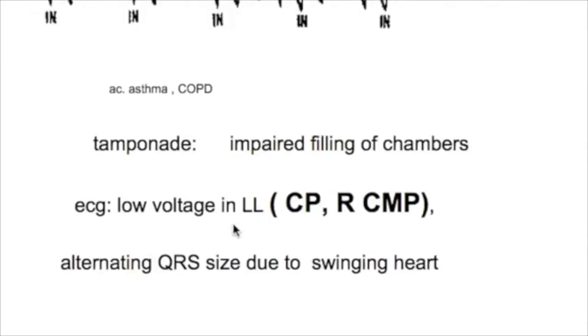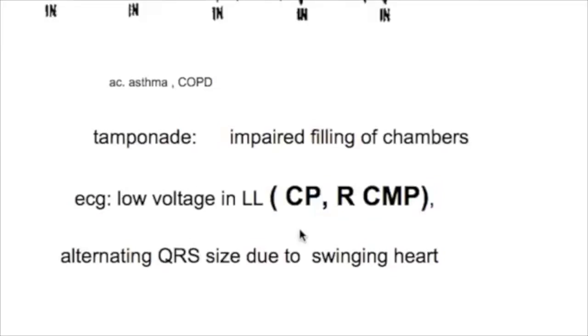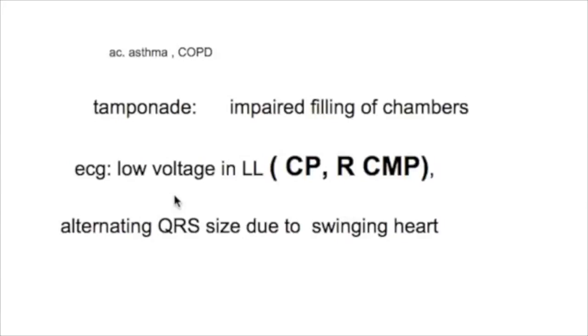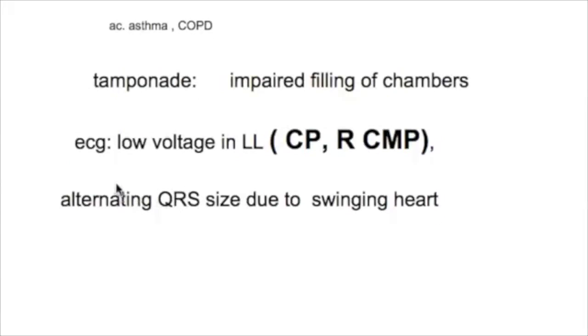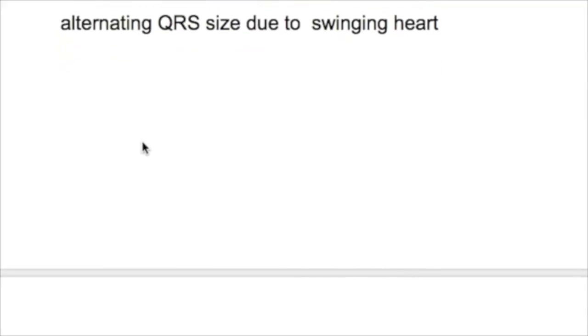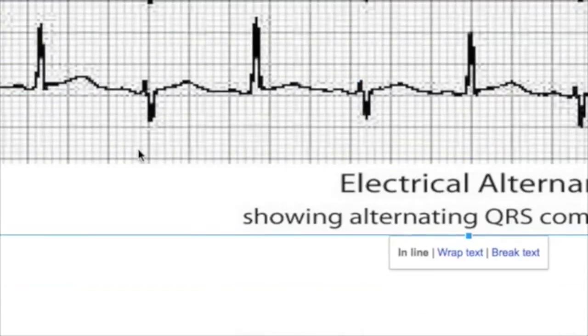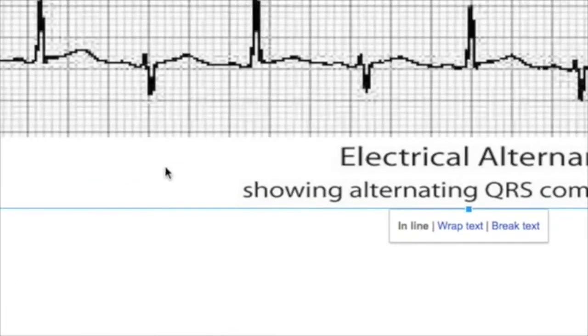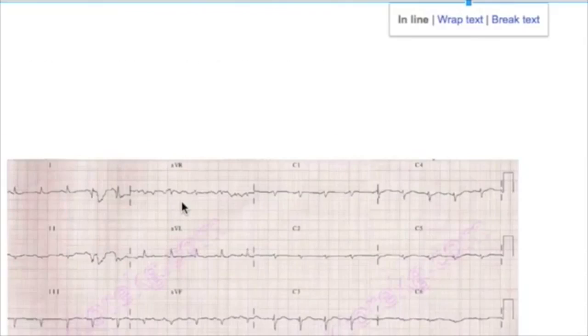What are the other conditions that produce low voltage ECG? Three conditions that produce low voltage ECG are constrictive pericarditis, restrictive cardiomyopathy, and cardiac tamponade. And what else do you see in an ECG in cardiac tamponade? In cardiac tamponade, we see alternating QRS size due to a swinging heart. This is a low voltage ECG, and this is the alternating QRS complexes in cardiac tamponade.